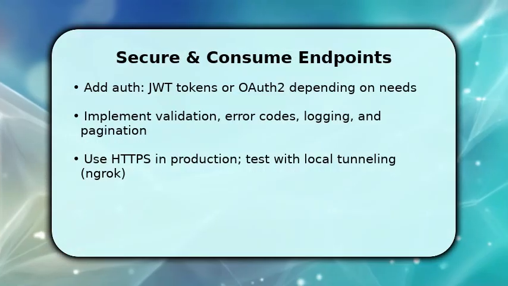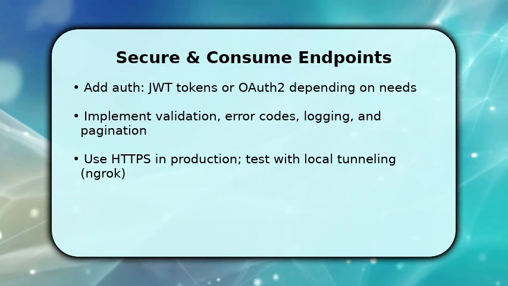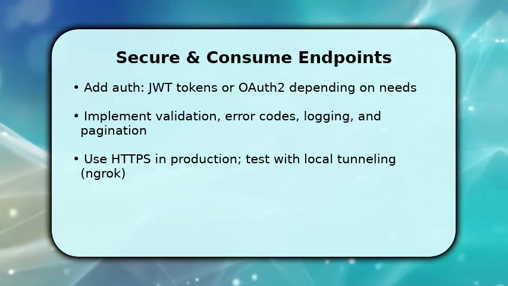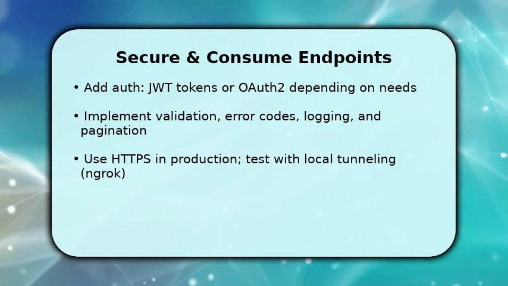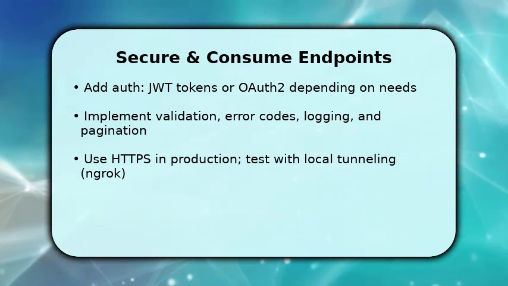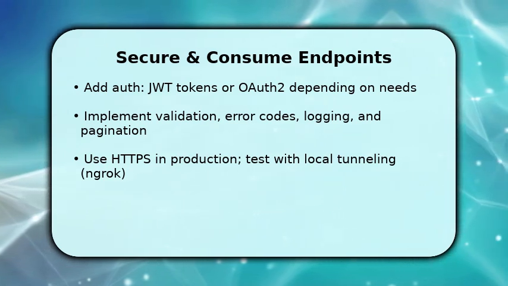Implement authentication. JWT is often easiest. FastAPI has built-in helpers, while Flask needs extensions. Validate inputs and return clear HTTP status codes so the app can handle errors cleanly. Enable logging and paginate responses to avoid huge payloads.